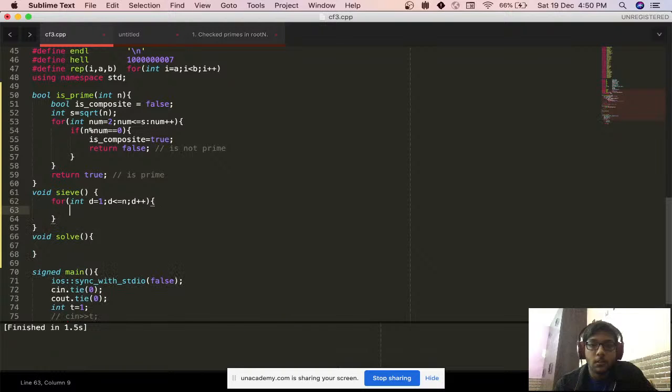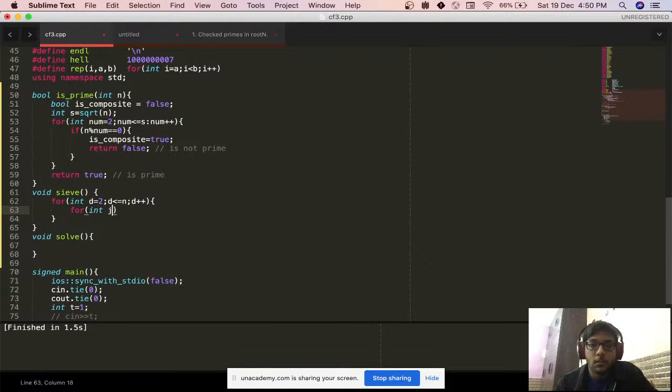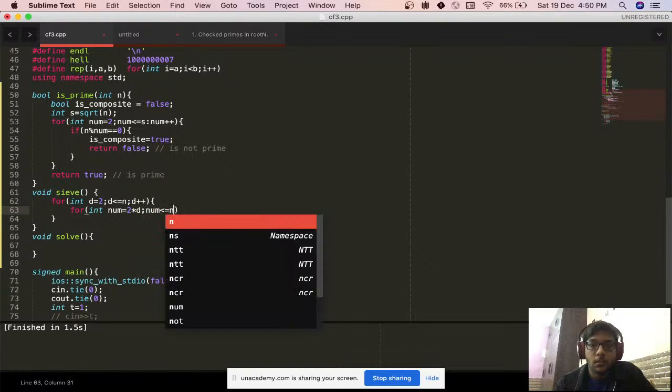So this d is the divisor that I'm going to fix, and now I am going to jump over its multiples. That is all Sieve is, for me. So what I can say is, for int num, it must be at least 2 into d, because 1 into d we are not going to take. So at least 2 into d, num is less than or equal to n.